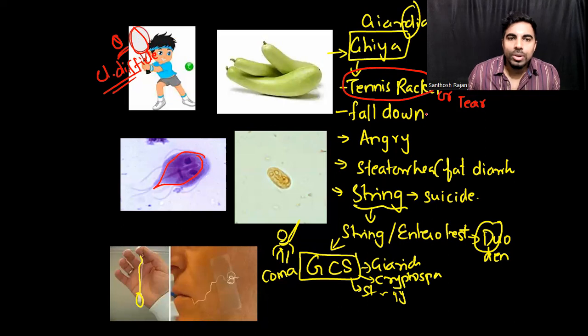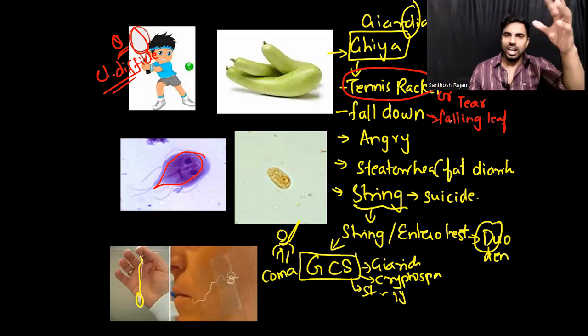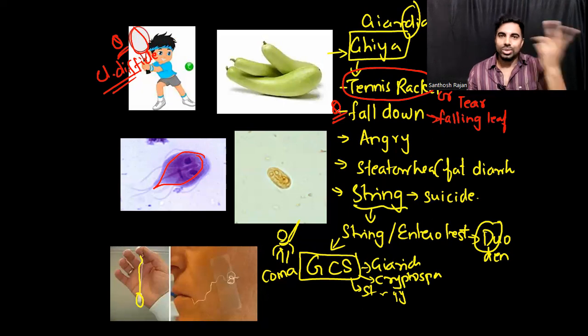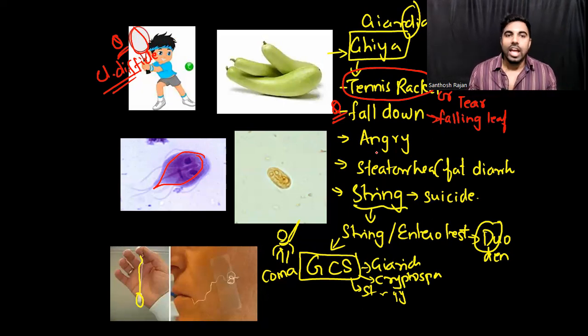Falling leaf motility, because of what motility? Anything falling, falling leaf. Gia falls down. That's why, because you will confuse it with twitching motility. Twitching is Trichomonas only; Trichomonas twitches, T for T. But Giardia has falling leaf motility. Angry, because look at its shape, it looks angry, like an old man who is so angry, with two eyes and a very angry look. Angry man face, angry man look, they also say sometimes. Okay. Steatorrhea question. String test question. Got it? This much.